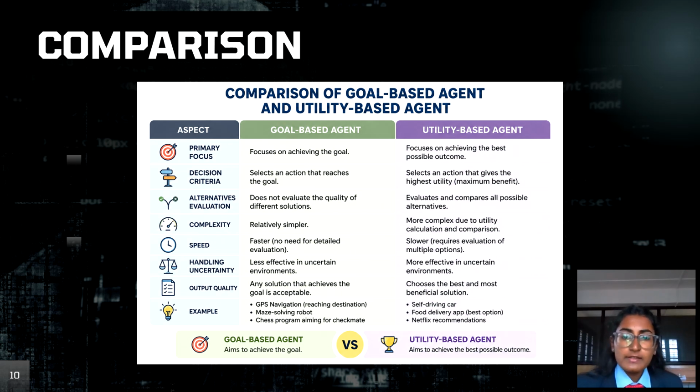Speed: goal-based is faster and utility-based is much slower. Handling uncertainty: the goal-based agent is less effective in uncertain environments, but the utility-based agent is more effective in uncertain environments. Output quality: any solution that achieves the goal is acceptable, but in the case of utility-based, the best and most beneficial solution will be accepted as the output. For example, for goal-based we can choose GPS navigation, maze-solving robot, and a chess program aiming for checkmate. For utility-based, the self-driving cars, food delivery app, and Netflix recommendation, etc.